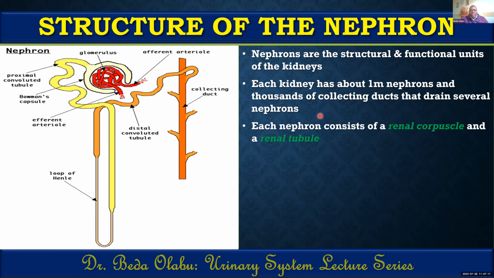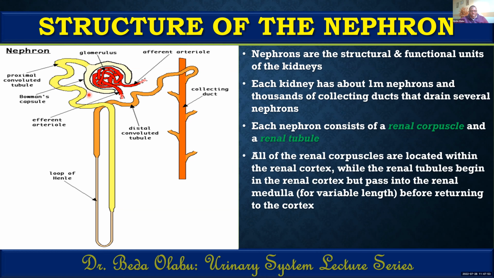Anyway, when we focus on the nephron itself, each nephron consists of two parts. There's what we call the renal corpuscle, which is this region here, and the rest is what we call the renal tubule. So we have the renal corpuscle and the renal tubule. As you can see, the renal tubules drain to the collecting ducts as illustrated in this particular image.